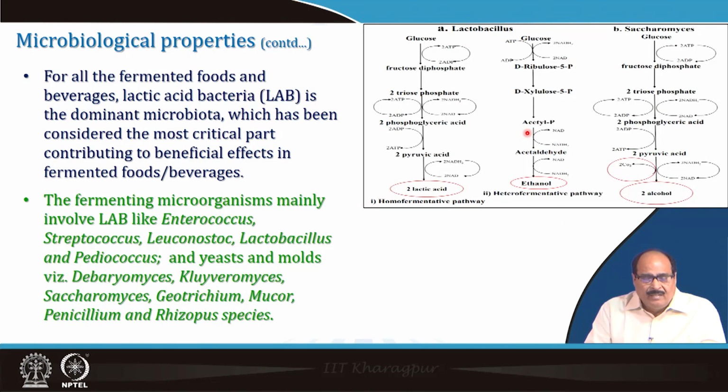Then for all fermented foods, lactic acid bacteria are the dominant microbiota. It may be homofermentative or heterofermentative. Homofermentative LAB produces lactic acid as the product. Heterofermentative produces ethanol as a product, or even Saccharomyces cerevisiae also gives ethanol. So the fermenting microorganisms mainly involved include LAB like Enterococcus, Streptococcus, Leuconostoc, etc.